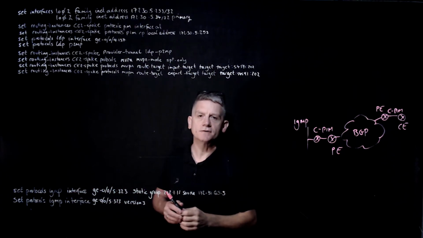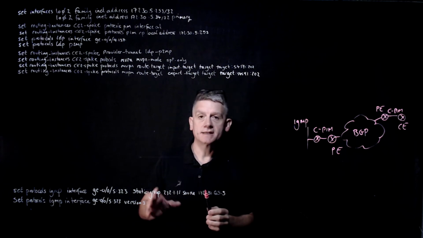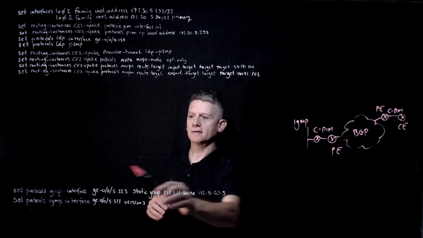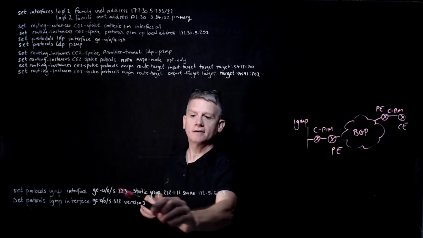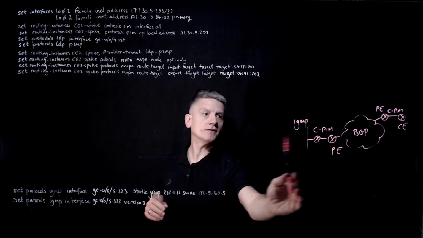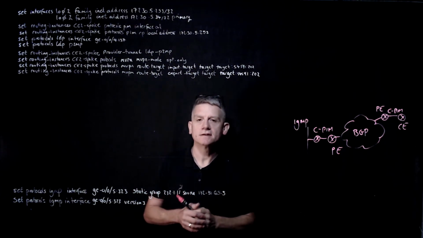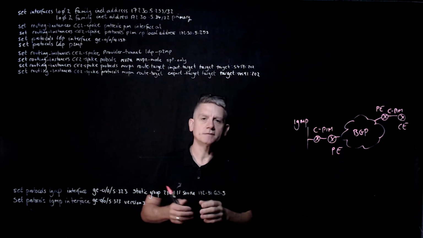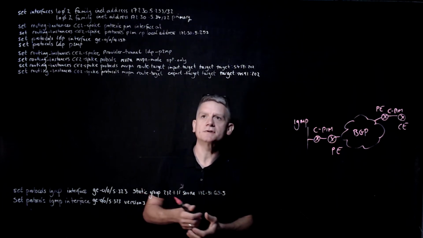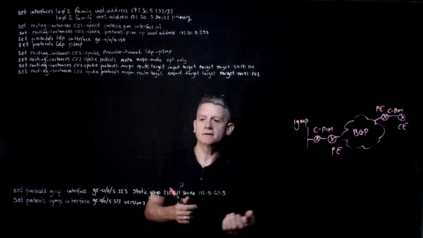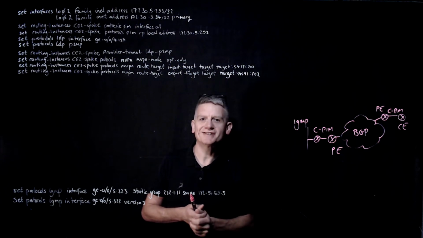Finally, down here, we have got a static statement here. This is very useful. This is effectively setting up a static PIM join by having an IGMP configured right on the customer interface, and that enables us to not require all sorts of traffic generators and IGMP hosts generating those PIM connections.